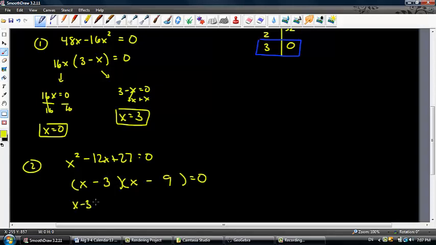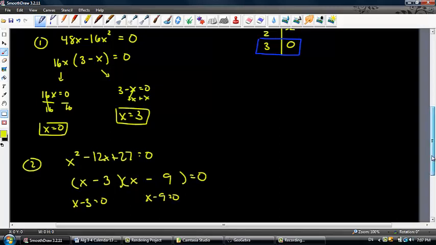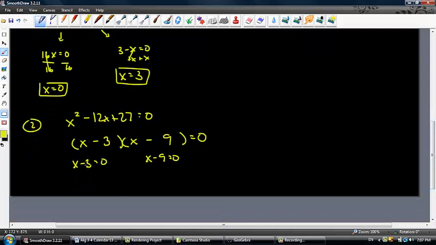And then I get x minus 3 equals 0, and x minus 9 equals 0. And for purposes of the quiz, you don't need to show me this step. If you just jump straight to x equals 3 and x equals 9, I will be happy with that.